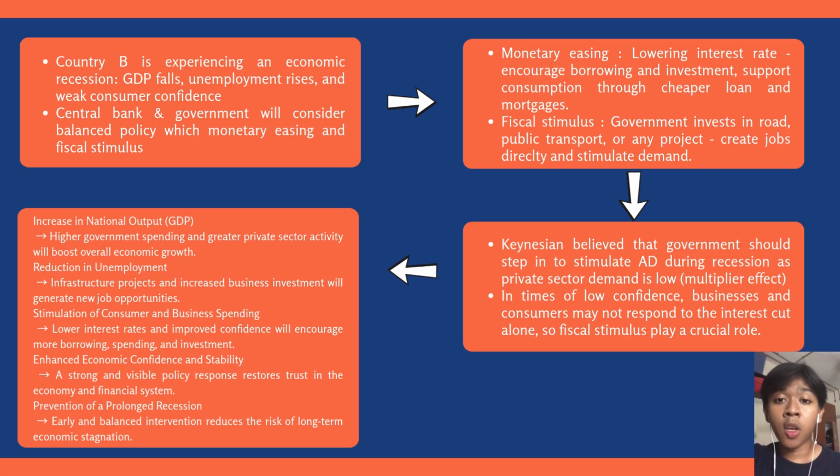First, boost GDP through combined government and private sector spending. Second, reduce unemployment by creating new jobs across sectors. Third, strengthen investment and consumption by restoring confidence and improving access to credit. Lastly, avoid a prolonged downturn and set the economy on a path to recovery.